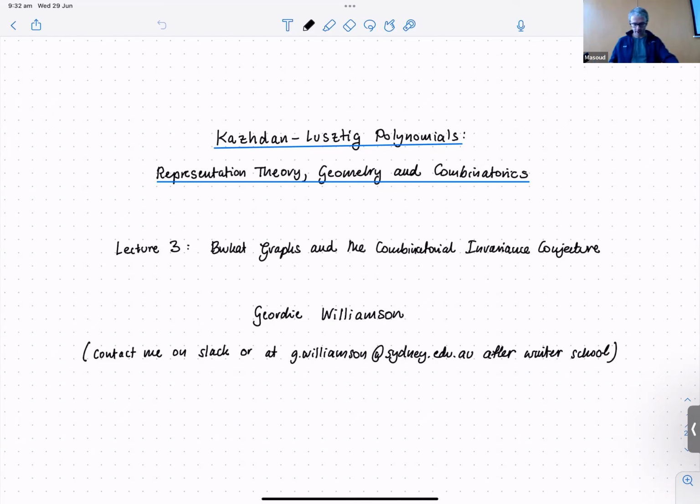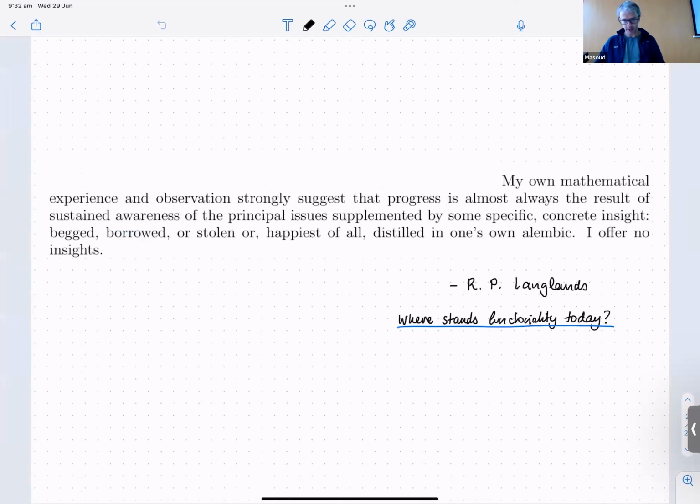Okay. So as always, I want to begin with a quote. This quote is from Robert Langlands. "My own mathematical experience and observation strongly suggest that progress is almost always the result of sustained awareness of the principal issues supplemented by some specific concrete insight, begged, borrowed, or stolen, or, happiest of all, distilled in one's own alembic. I offer no insights." This is from a beautiful paper called Where Stands Functoriality Today? And as a PhD student, I had this up on my wall. I found it really inspiring.